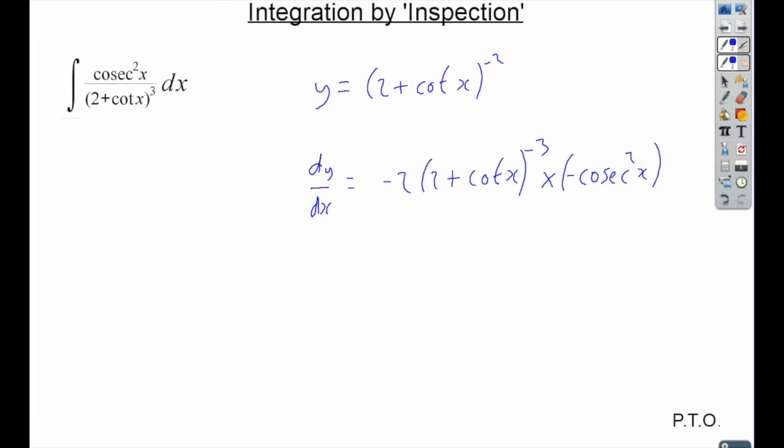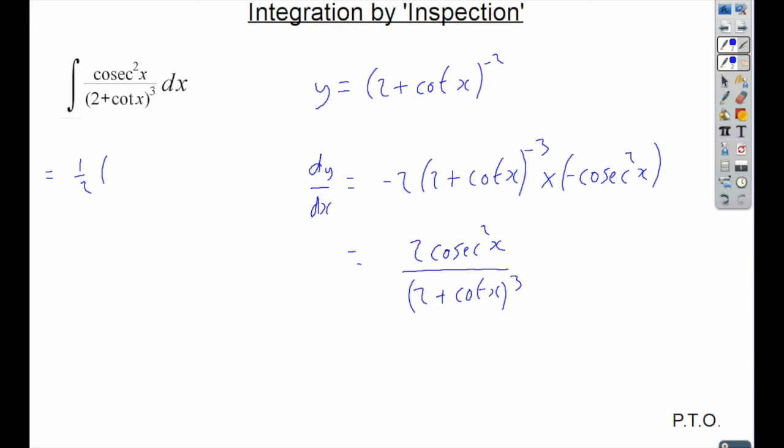If I just write that a little bit better, the two negatives make a positive. We're going to have 2 cosec squared x over (2 plus cot x) all cubed. And that is extremely similar to the actual question, isn't it? The only thing that's different is the factor of 2. So that tells us that our answer has got to be 1/2 of what we originally thought.